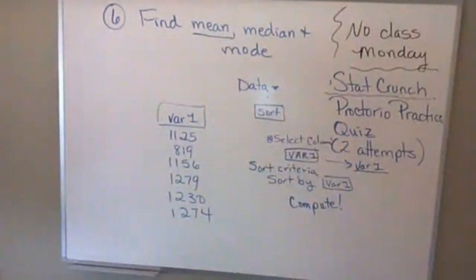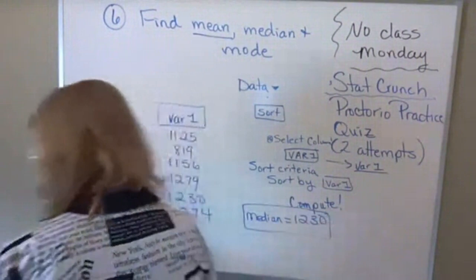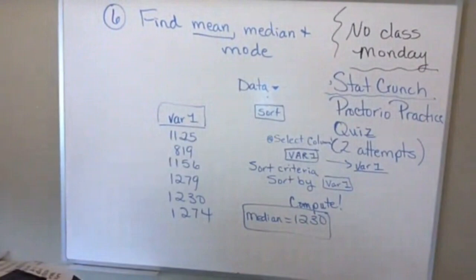Now I can tell that of those 7 values, the middle one is going to be the fourth one. So I can tell right off the bat the median, that's the easy one to get. The median is the middle number after I sort it. And I can see that none of them are the same. When you sort it, it's easy to find ones that are the same because they'll be together. I don't have any of the same values on mine, so I have no mode.